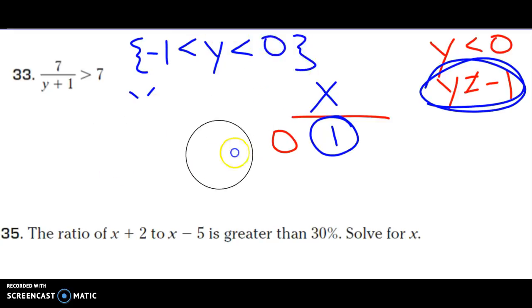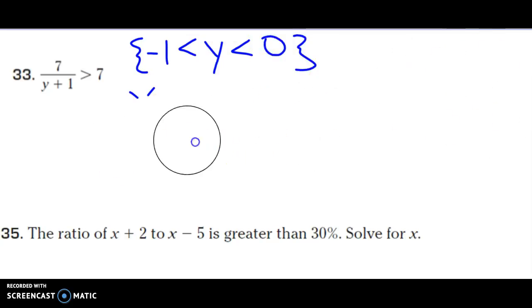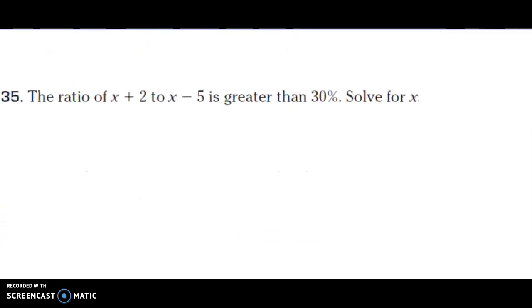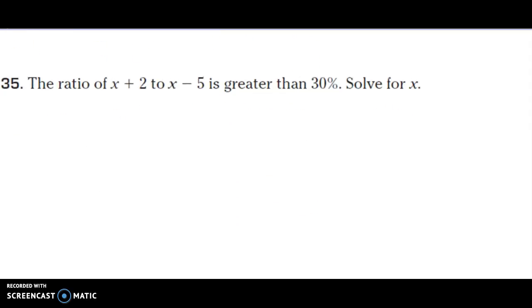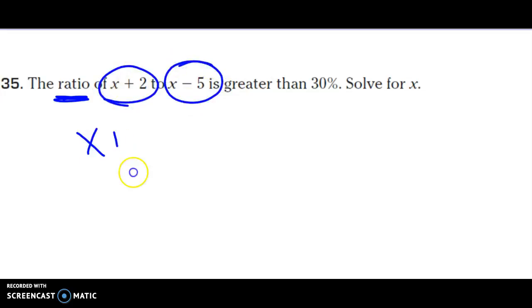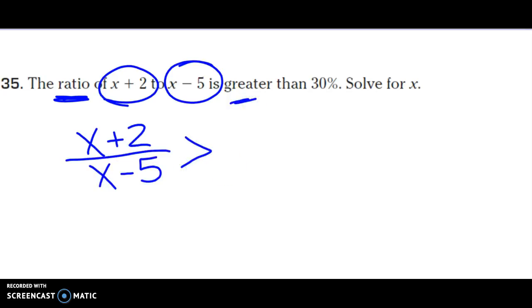Let's do one more. I didn't get to go to this one yesterday, so those of you who are absent today, this is how we're doing this. This is really not a word problem. Ratio means you write these as a fraction. You write this on top, you write that on bottom. x plus 2 over x minus 5 greater than 30%.